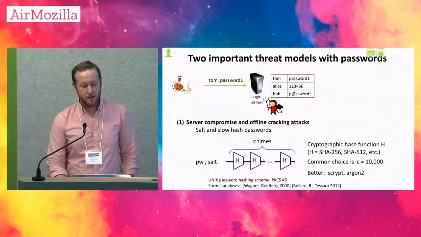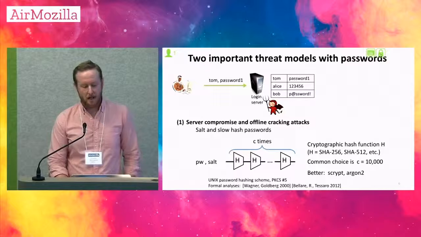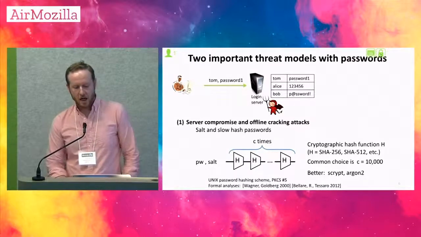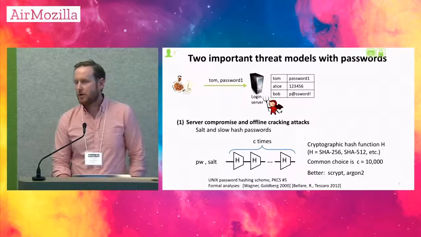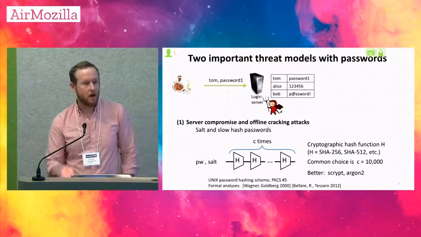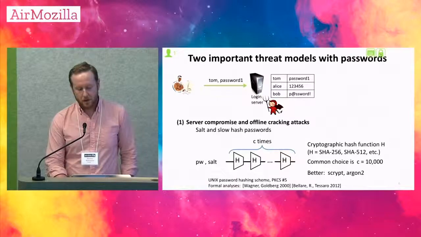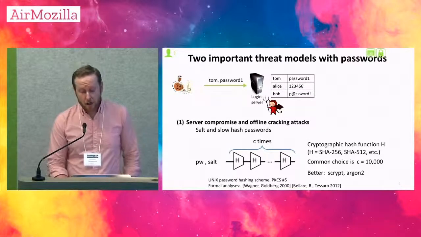The first is the use of slow hashing, salting plus slow hashing. So you take a cryptographic hash function like SHA-256, you choose a random salt per user account, and you hash this over and over again, right? That's the more traditional approach.